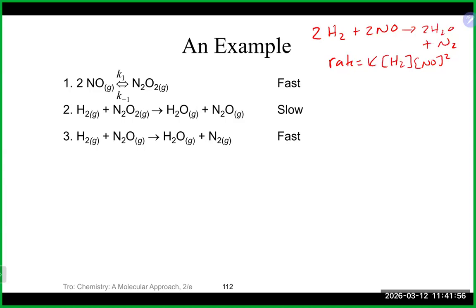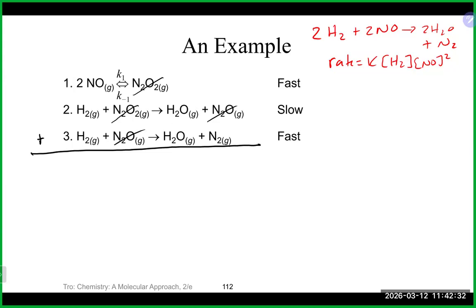All right, so in order to determine whether or not this is a good mechanism, the first thing we have to do really is add up all these steps here, see what cancels out and what we're left with. So if we did this here, we would have our N2O2 and N2O2 would cancel. We would also have some N2O cancel on both of them. And I think that is all the canceling.